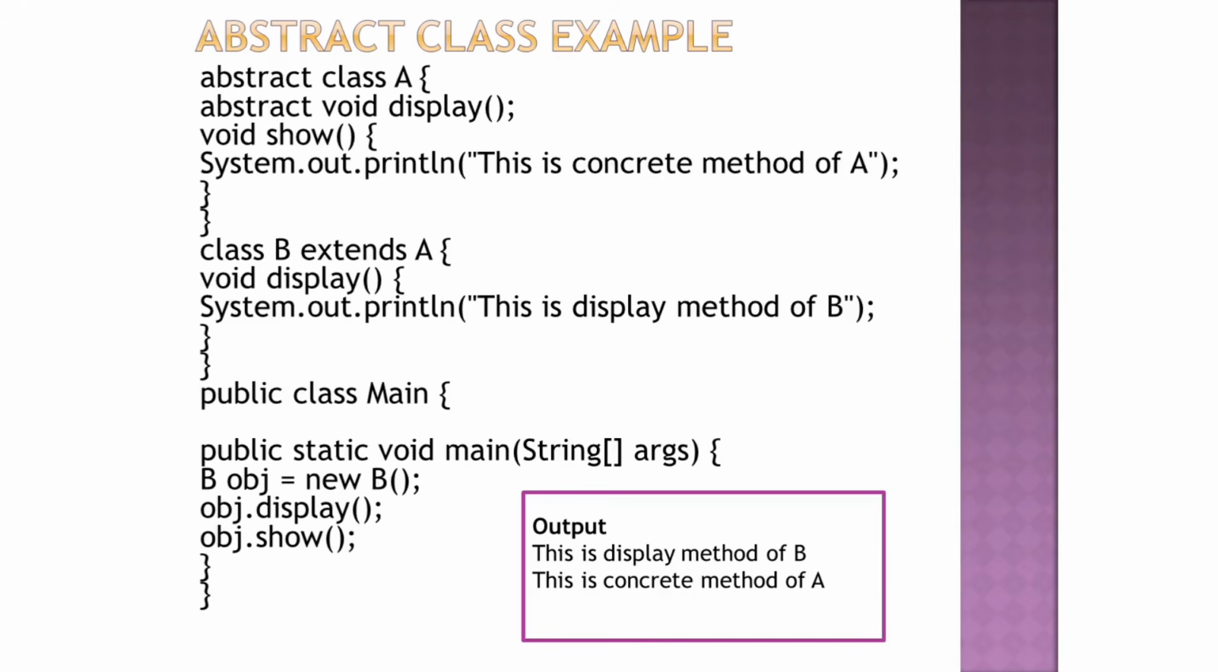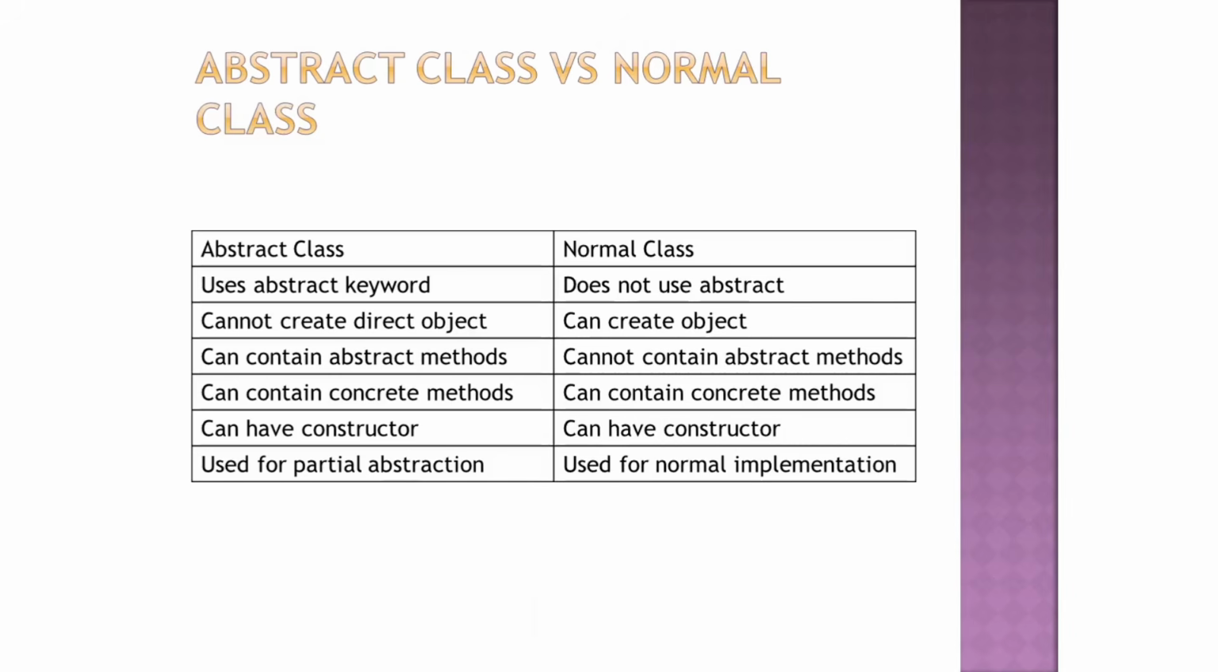Now let's compare an abstract class and a normal class. First, an abstract class uses the abstract keyword whereas a normal class does not use the abstract keyword. The second difference is object creation. We cannot create an object directly from an abstract class. For example, A object is equal to new A is not allowed if A is abstract, okay? But we can create an object of a normal class. For example, Student s is equal to new Student. It's allowed for a normal class.